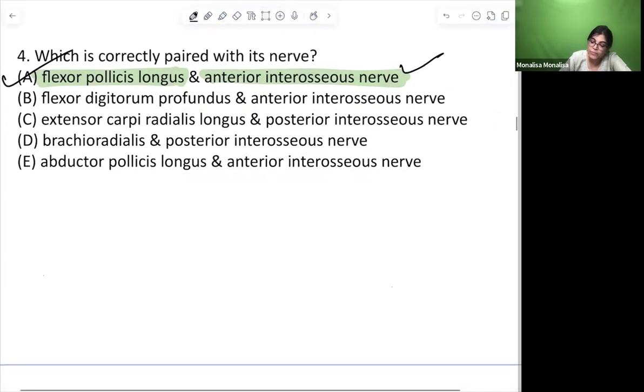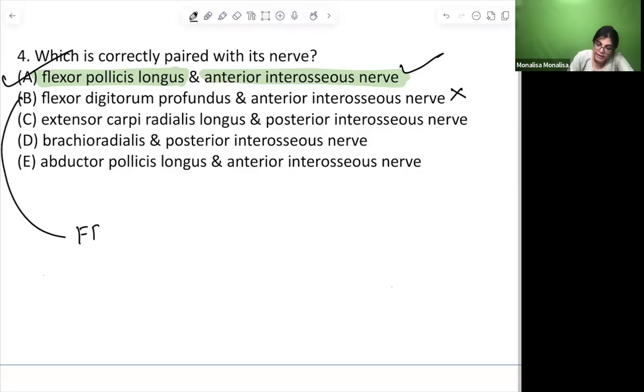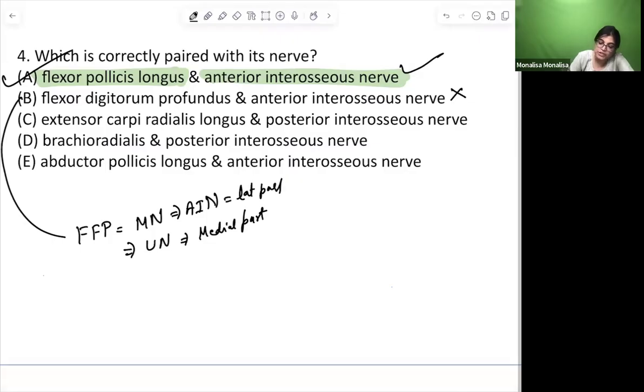Now, flexor digitorum profundus is supplied by A and it is partially correct. Why? Because FDP is supplied by both the median nerve and the ulnar nerve. Which branch of the median nerve? AIN, the anterior interosseous nerve. The medial part is supplied by the ulnar nerve and the lateral part by AIN, so it is partially correct. Extensor carpi radialis is directly supplied by the radial nerve. Brachioradialis is also directly supplied by the radial nerve. Abductor pollicis longus is supplied by the deep branch, the posterior interosseous nerve. So the correct answer is flexor pollicis longus, supplied by the deep branch of the median nerve.